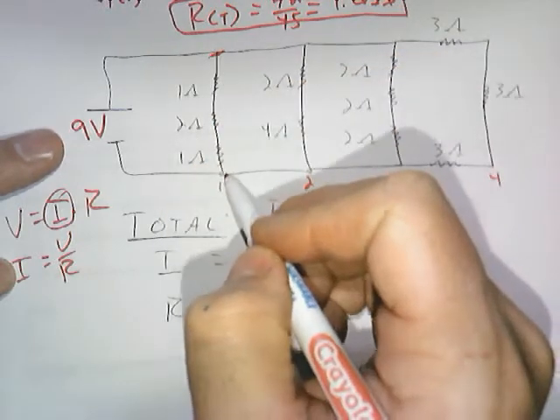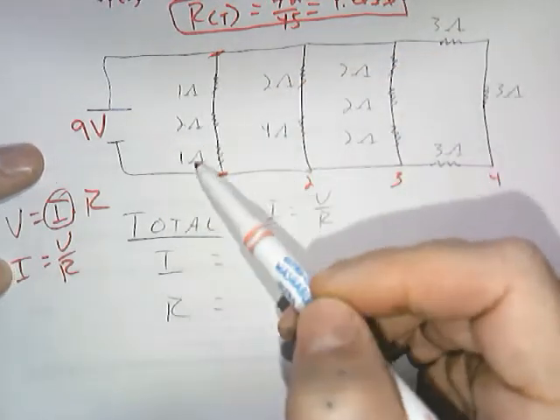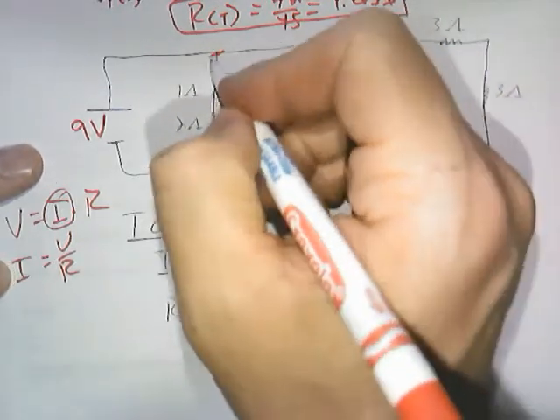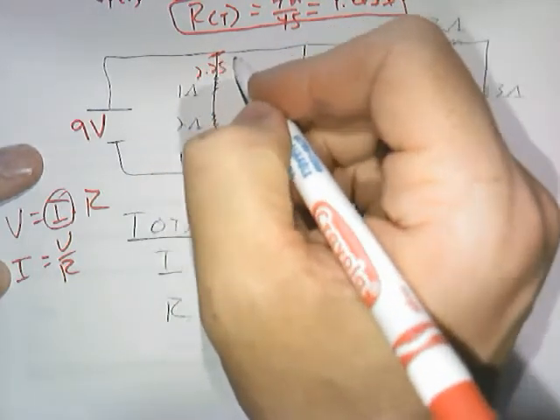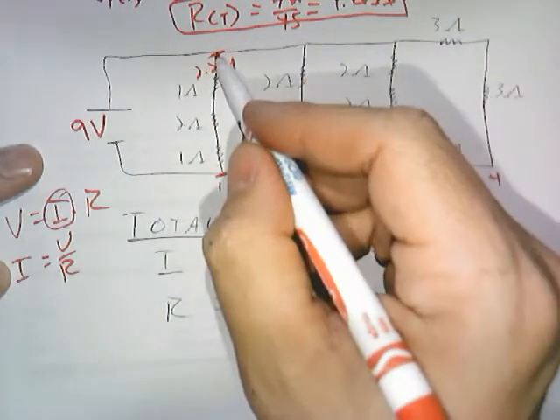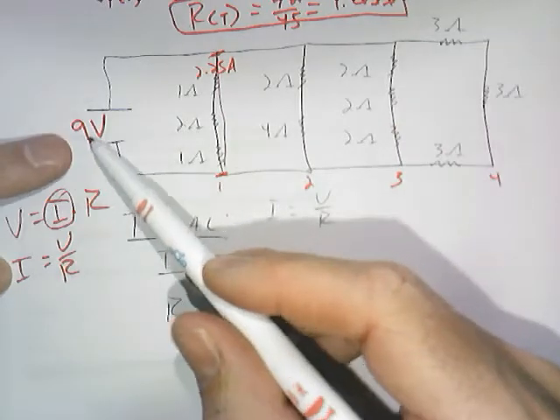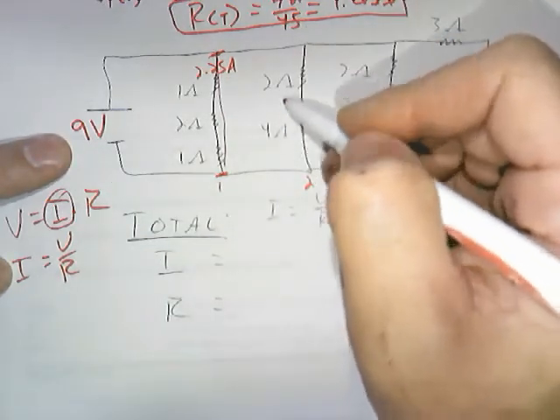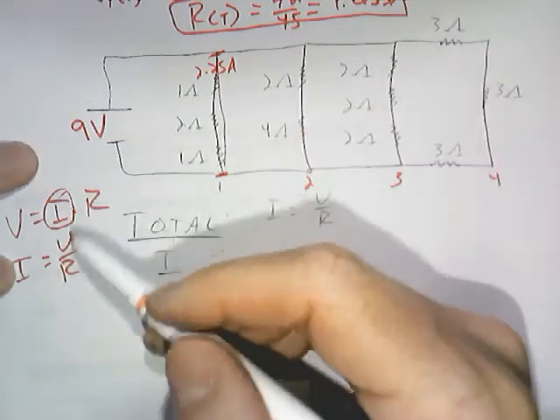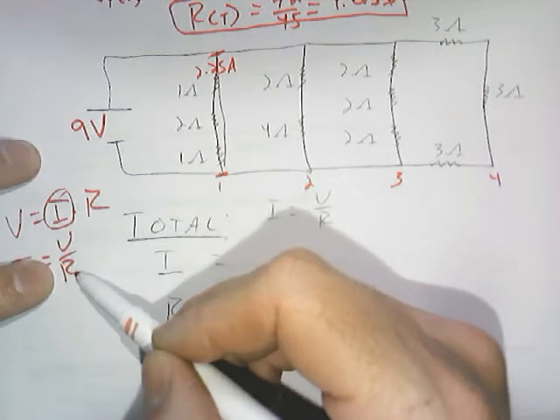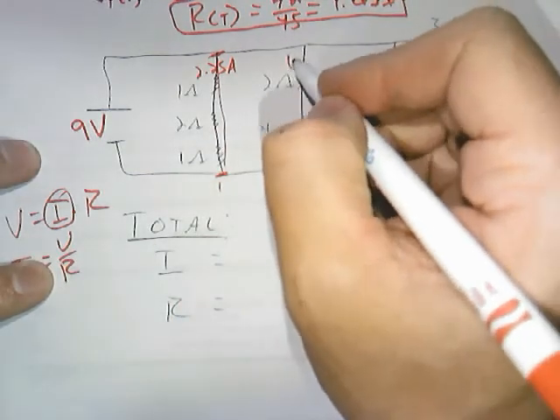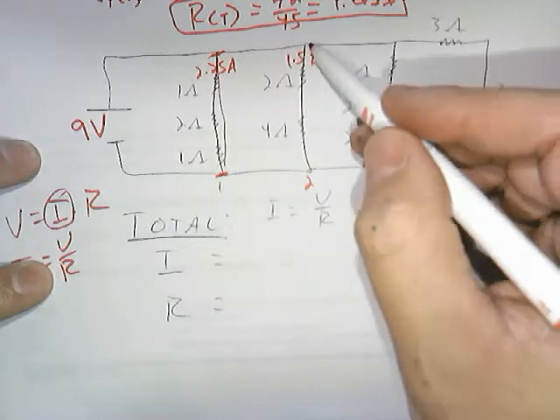I get 9 volts along branch 1. 9 volts divided by 4 ohms is going to be 2.25 amps of current along this branch here. Boom. 9 volts divided by 6 ohms, 2 ohms plus 4 ohms. So voltage of 9 volts divided by 6 ohms is going to be 1.5 amps of current along branch 2.